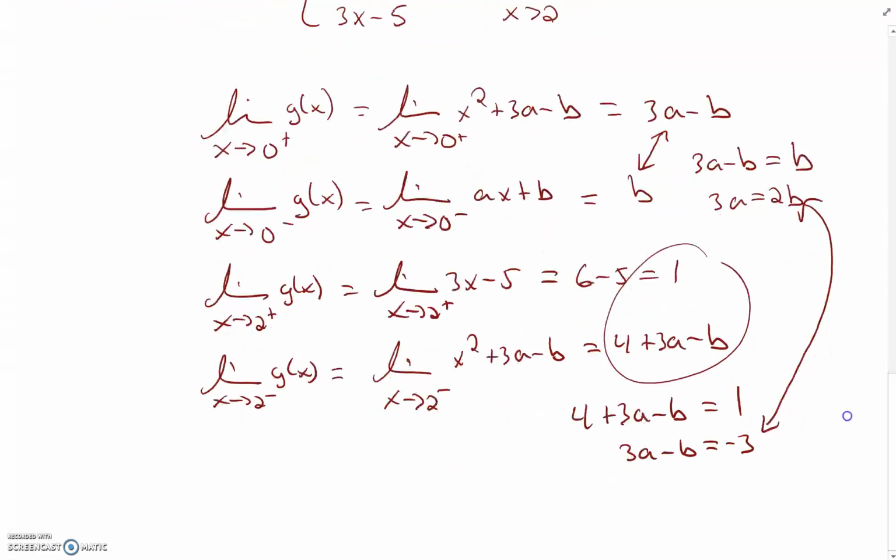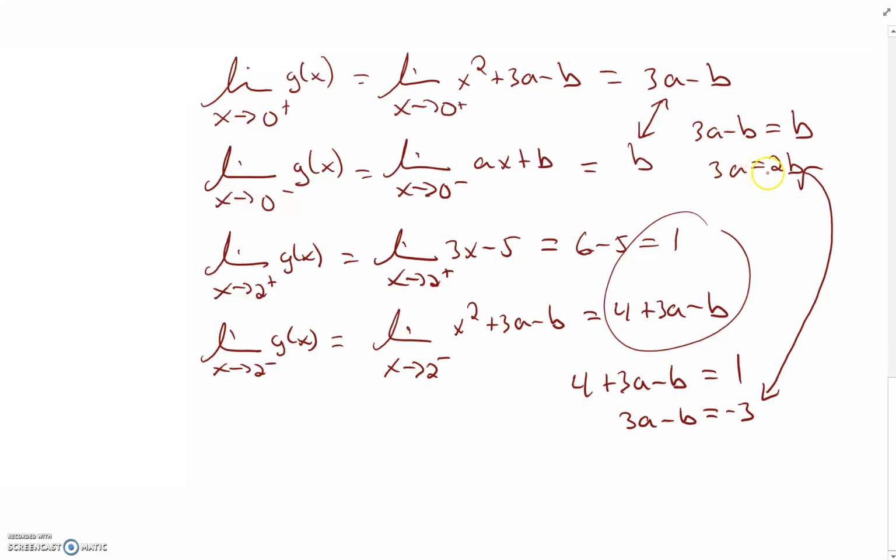So one is you can notice 3a equals 2b, and there's a 3a down here. So since 3a equals 2b, I'm going to sub in 2b for 3a right here. See that? So let's plug in 2b. It looks like the quickest way of doing it. So that's going to be 2b minus b is b, so b is minus 3.